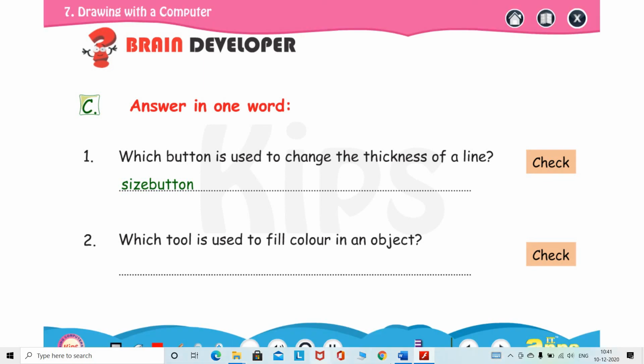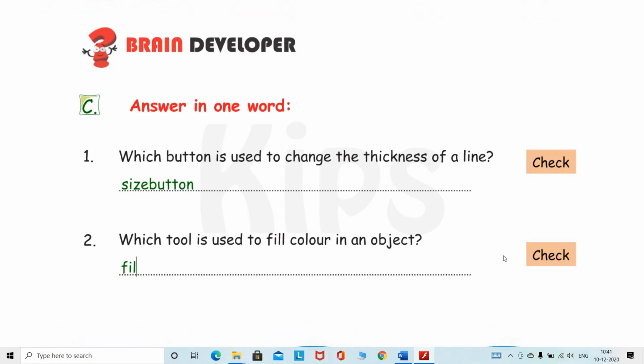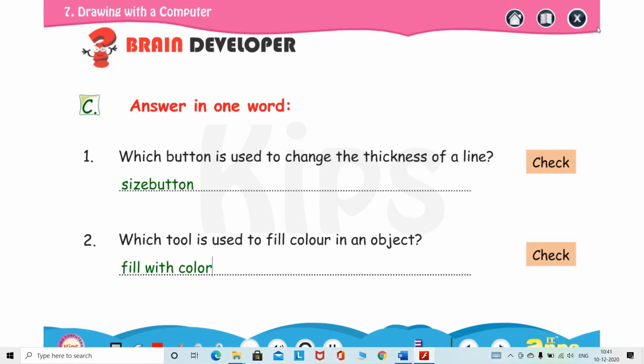Next question, which tool is used to fill color in an object? The answer is Fill with Color. This answer is present on page number 51, filling an object with color. In blue color, it is written in the first point, Fill with Color. So this is the answer for the second question.